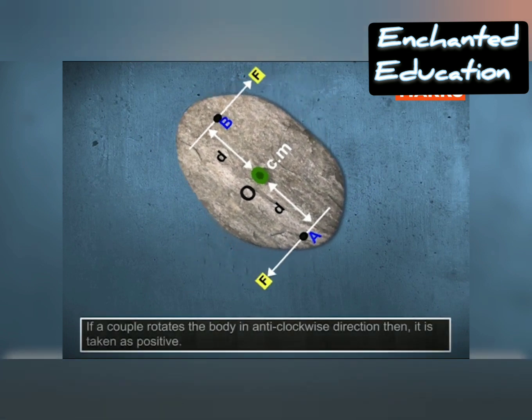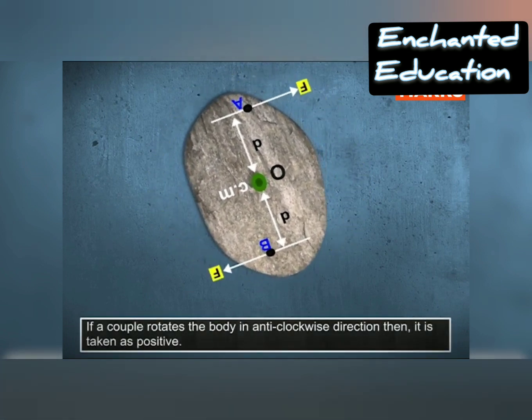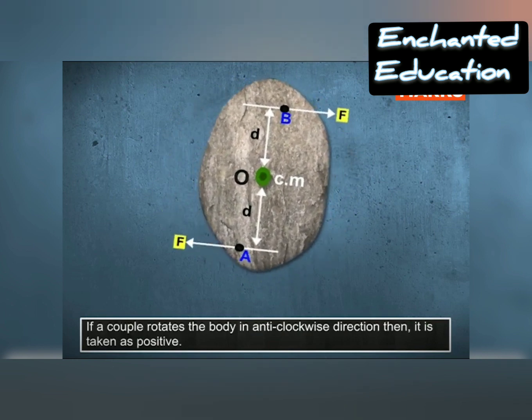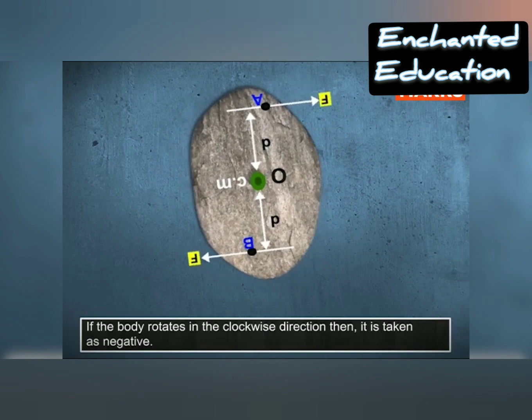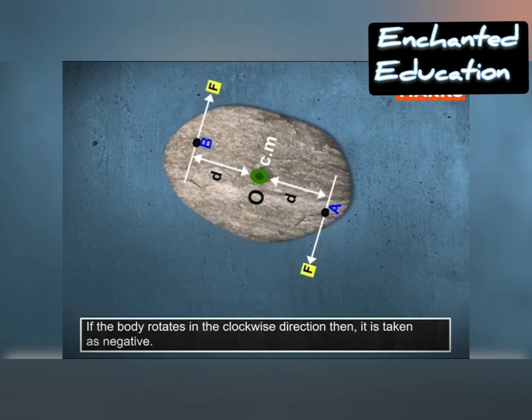If a couple rotates the body in the anti-clockwise direction, then it is taken as positive, but if the body rotates in the clockwise direction, then it is taken as negative.